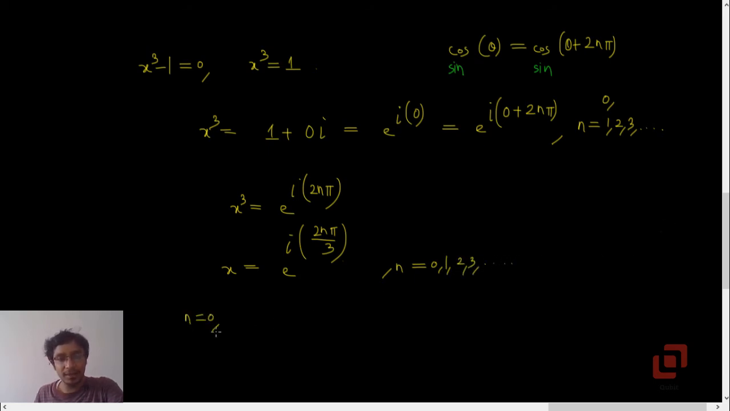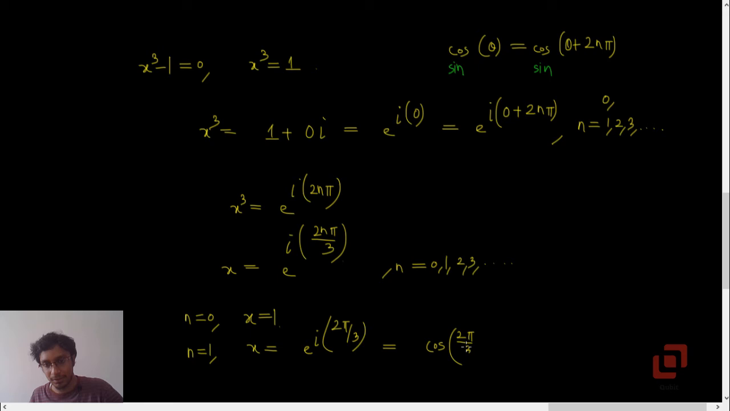Now let us start with n equal to 0. So you will get x equal to 1. If you take n equal to 1, then what will x be? e to the power i 2 pi by 3. That is cos 2 pi by 3 plus i into sin 2 pi by 3. 2 pi by 3 is in the second quadrant, x negative, y positive.